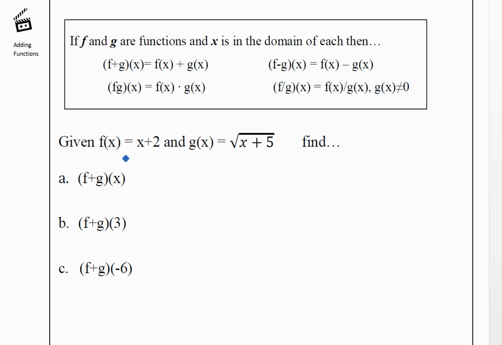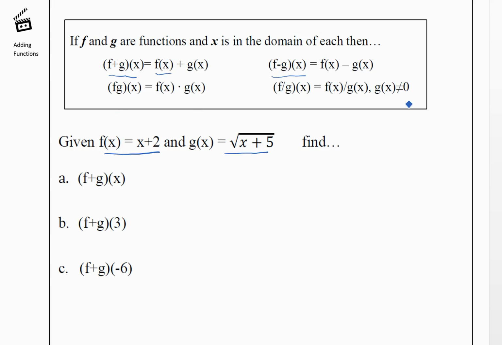So we're going to let f of x be x plus 2 and g of x be the square root of x plus 5. Okay, so you have two different functions. You can make a new function f plus g of x by taking the first function, so we would take the expression x plus 2, plus the expression for g of x. Subtracting, f minus g of x, you're going to subtract the two functions. F times g of x, which we can just write next to each other, f g of x. You multiply them, and then dividing.